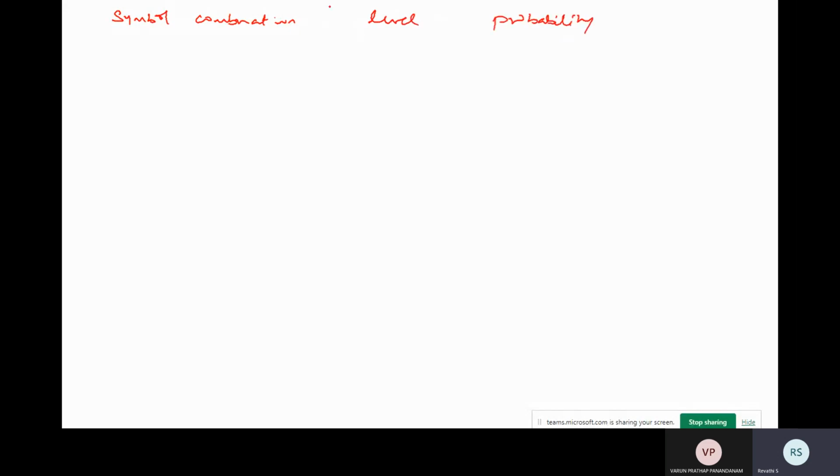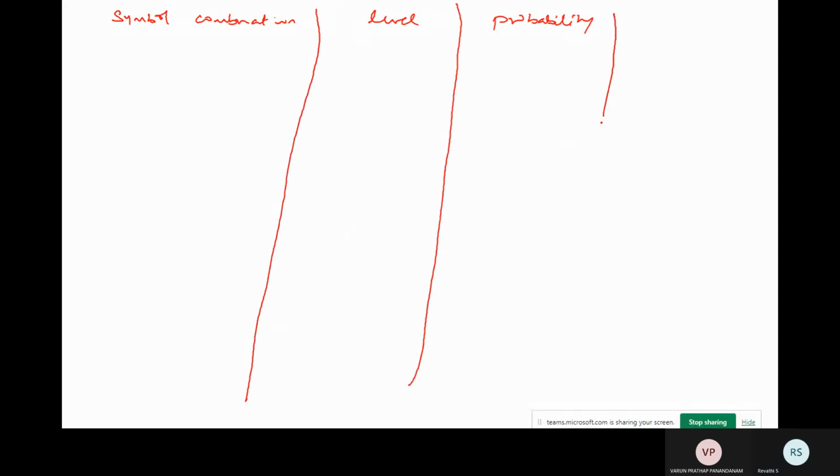So here I will do it as a table so that it is easy for you. Probability, and then the expectation of the combination.